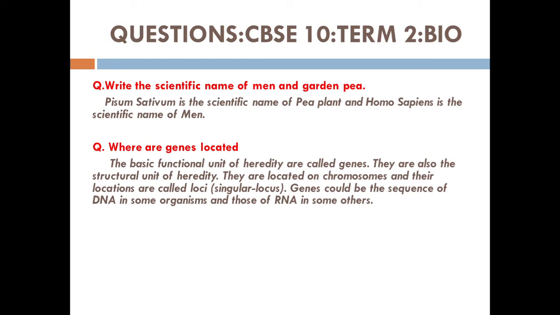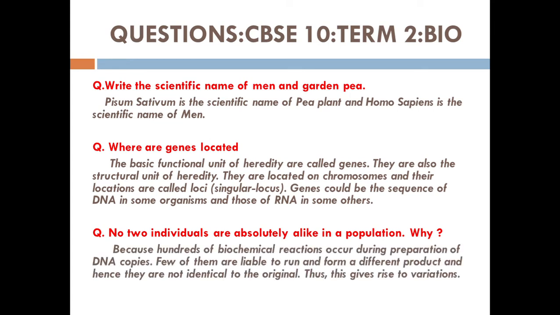And the next question is, no two individuals are absolutely alike in a population. Why? Seeing this question, we may get an idea that this question is of chapter 8, How do organisms reproduce? Yes, it is a similar question in that chapter, but here it is also repeated. And the answer for this is, due to variations, no two individuals are absolutely alike in a population.